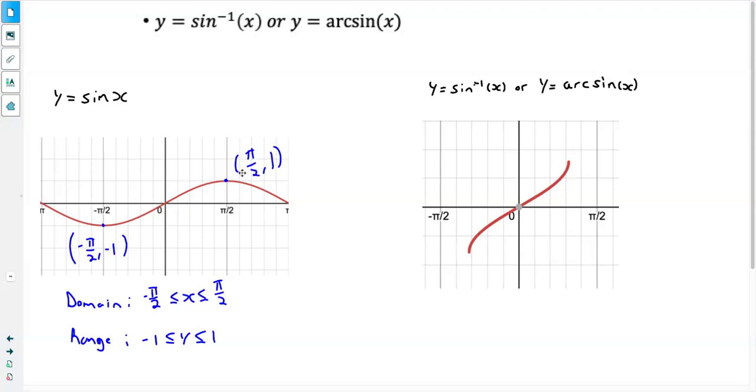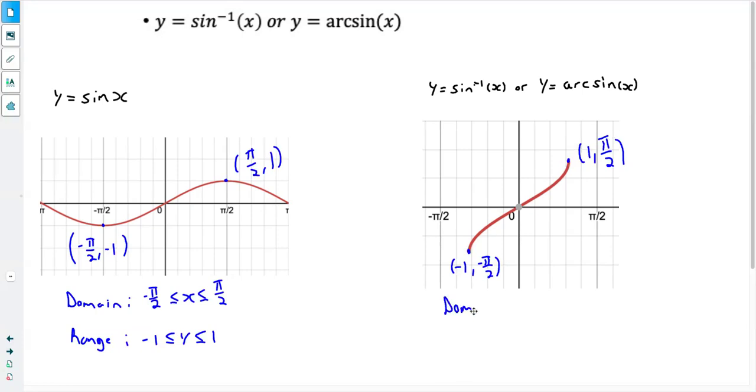Now, by restricting this domain, that means our inverse is a function, so we essentially have this here. So this endpoint here is actually at negative 1 comma negative pi over 2. Well, this point here is at 1 comma pi over 2.